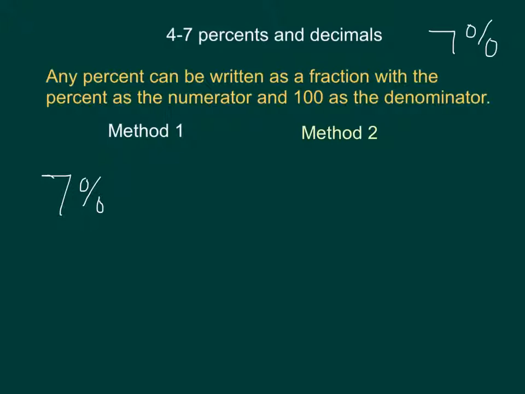And so for the first method, you write the percent as a fraction. So that means you take the number that's in front of the percent sign and you write it over 100. Now you write that fraction as a decimal, and we write decimals the way that we say them. So this is 7/100ths. So you put it in the hundredths place.